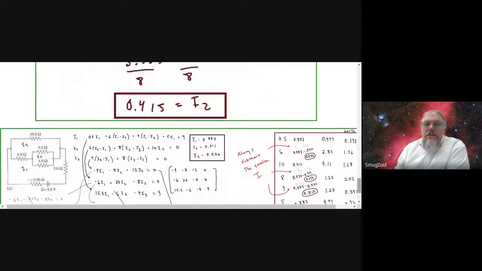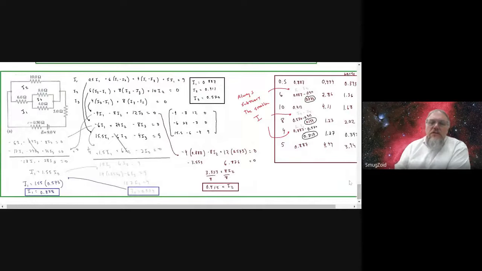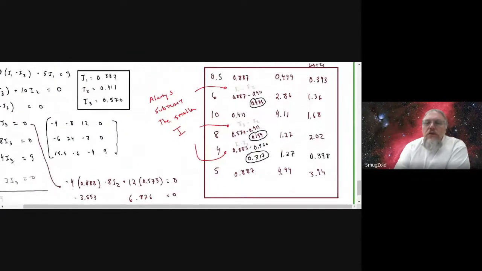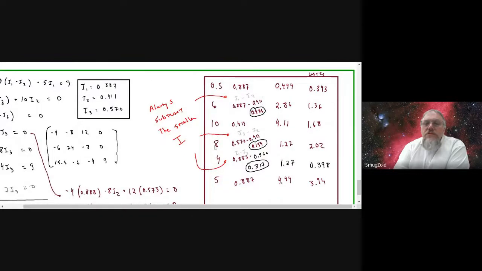Now, this was the big thing. I just cut this all up to make it easy. But if I go to my RAV table, I'm going to move this over to see what's going on here. I put all my resistors up here. And for every time it says I1 minus I2 or I3 minus I2, always remember, always subtract the smaller I from the larger one when doing these things.